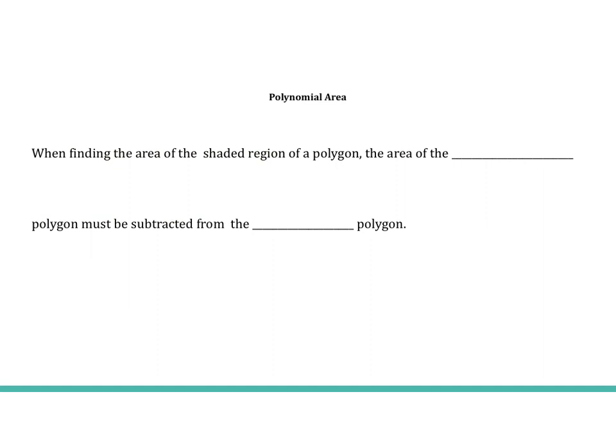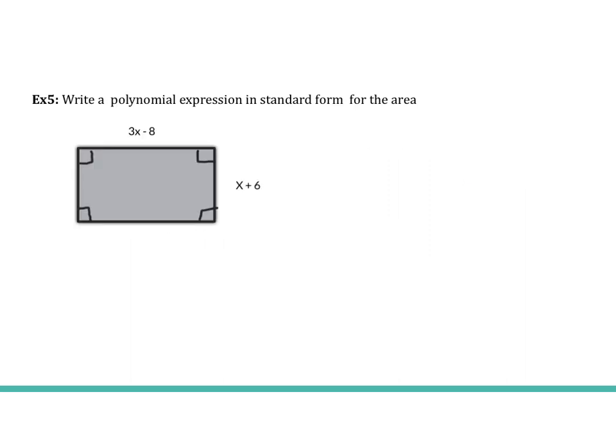When you're trying to find the area for a geometrical shape, each shape is going to have its own specific area formula, but sometimes we don't want the entire area. Sometimes we only want the shaded region. So when finding the area of a shaded region of a polygon, the area of the non-shaded region is going to be subtracted from the whole polygon. Let's go ahead and take a look at a couple examples.